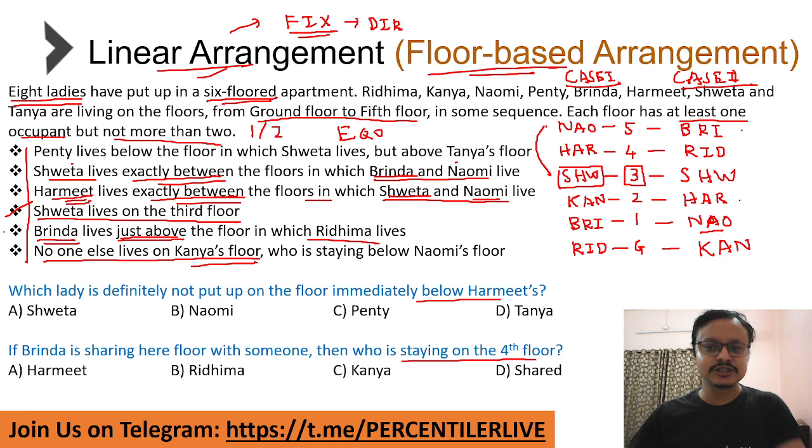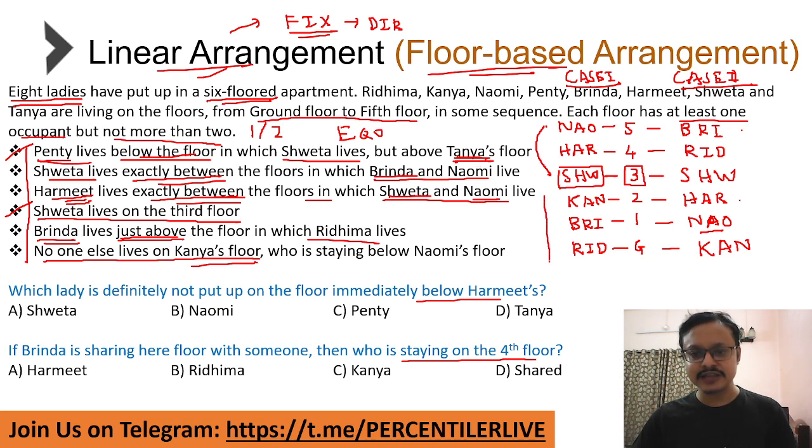Now, what are the next clues being talked about here? It says there's one more clue, regarding the remaining 2 people in the set, Penty and Tanya. But one thing is for certain, in both the cases, all 6 floors are occupied. So Penty and Tanya must be on floors not repeated by others. So what is the clue saying? Penty lives below the floor in which Shweta lives. Shweta is living on the 3rd floor in both the cases. Penty is living below the floor where Shweta lives, but above Tanya's floor.